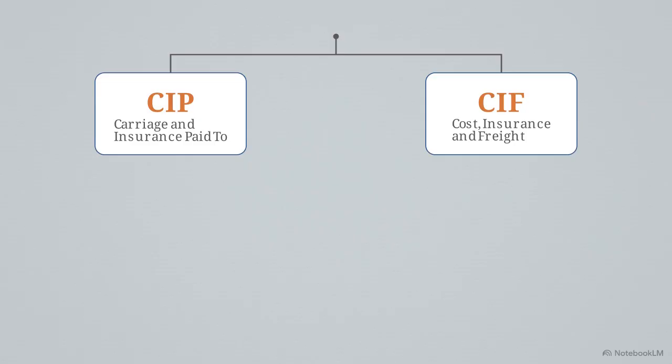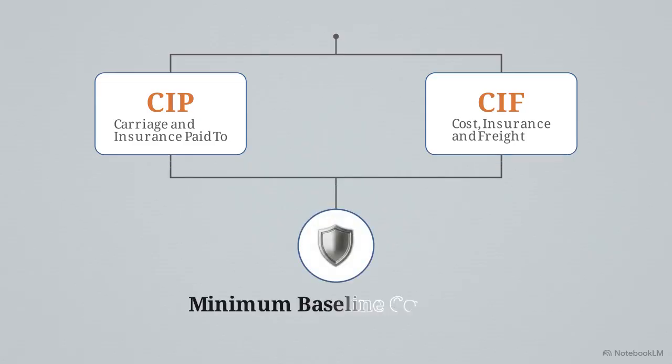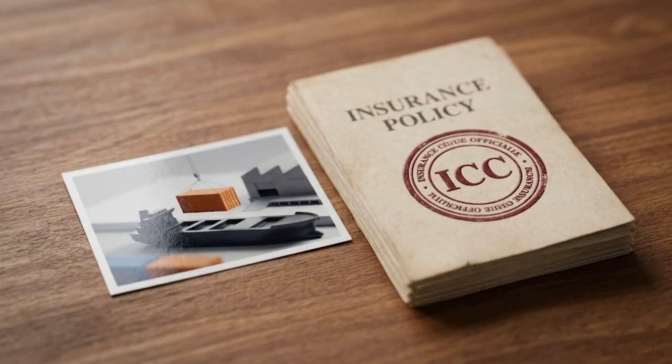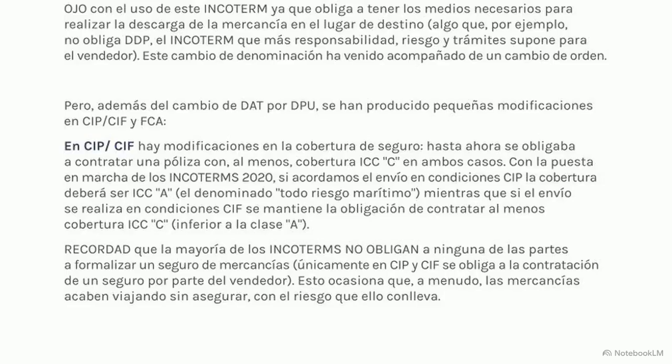Pivoting to insurance mandates, the 2020 updates specifically targeted the CIP and CIF terms. Historically, both rules only required the seller to provide a minimum baseline of cargo insurance. Under the new split, if you are using CIF for maritime transport, that minimum required coverage remains the lower tier ICC (C) level. But for CIP in multimodal transport, the text explicitly notes the mandate has evolved. Sellers are now strictly required to provide maximum ICC (A) or all-risk coverage.